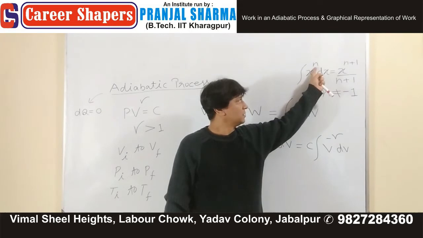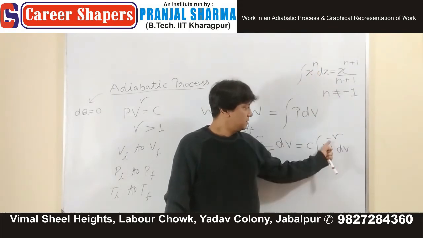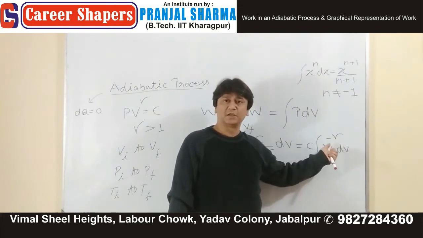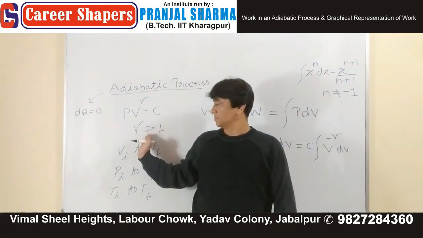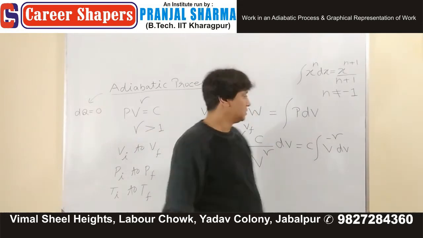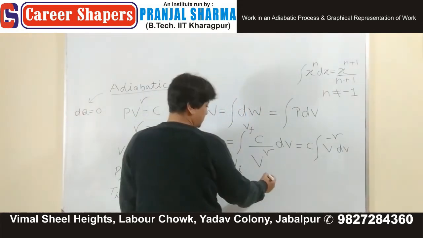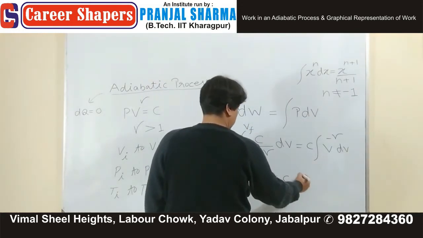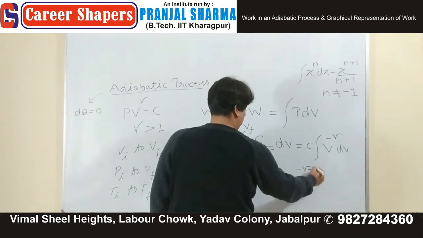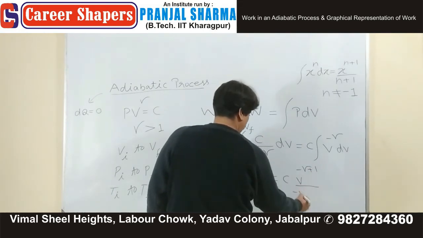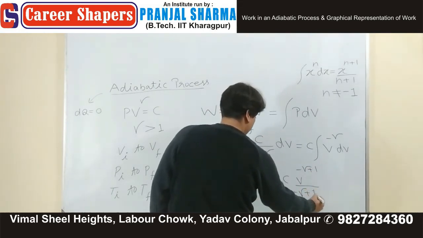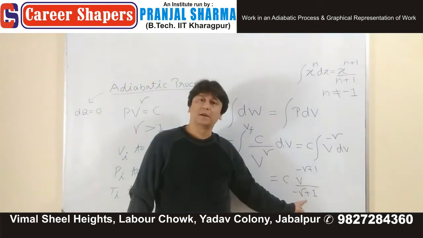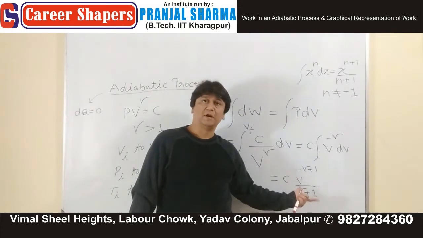What is n? This thing. What is n? Minus gamma. Is this thing minus 1? No. Gamma is always greater than 1. So, we can integrate this, and upon integration, you will get V to the power minus gamma plus 1, divided by minus gamma plus 1. That's n plus 1 divided by n plus 1. That's how you get the integration done.